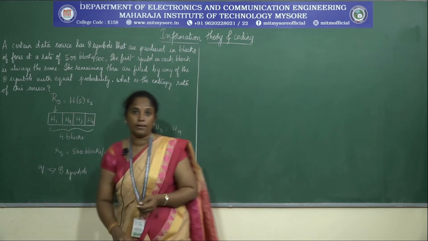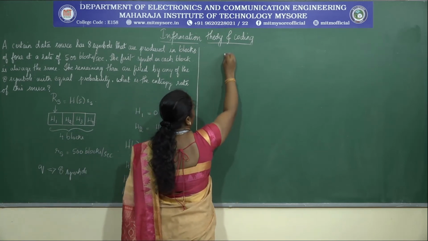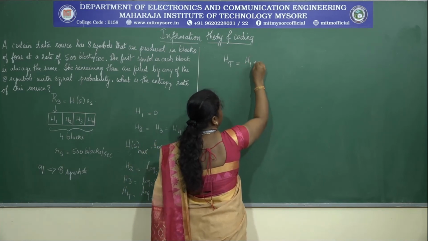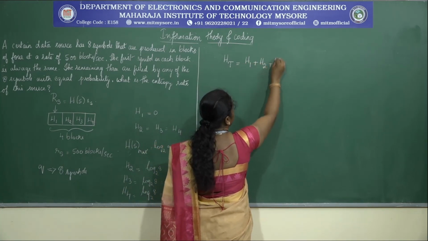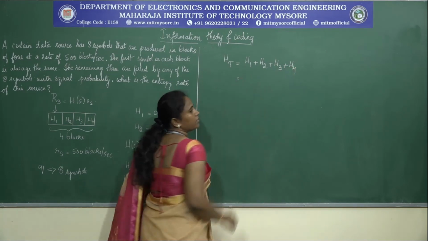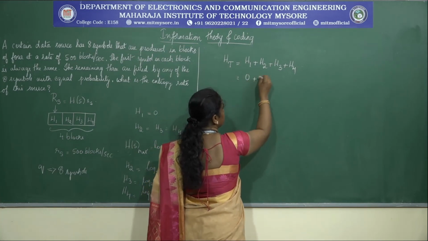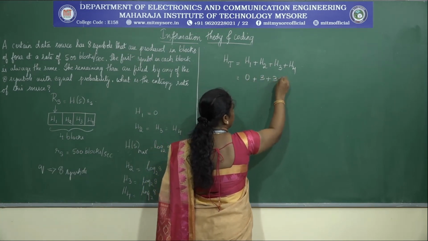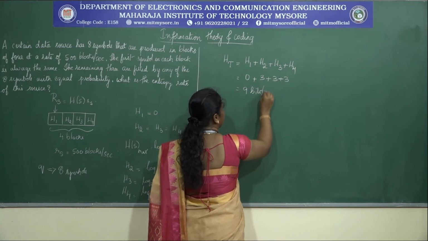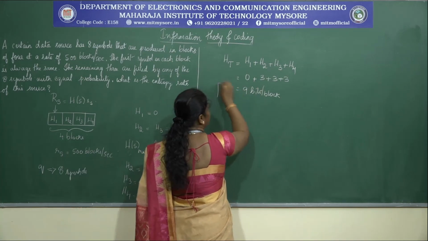Now we need to calculate the total entropy with respect to all these blocks, that is HT. Total entropy is equal to H1 plus H2 plus H3 plus H4. We have shown that H1 is equal to 0, so it is 0 plus 3 plus 3 plus 3. So it will be 9 bits per block. This is the total entropy we have got.